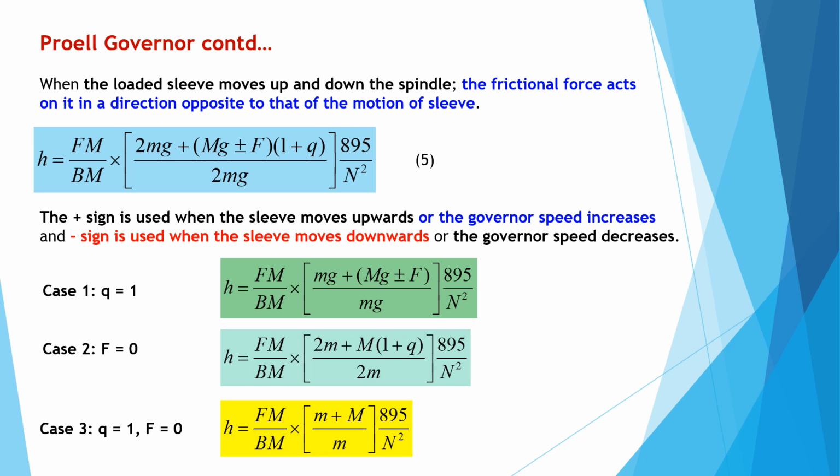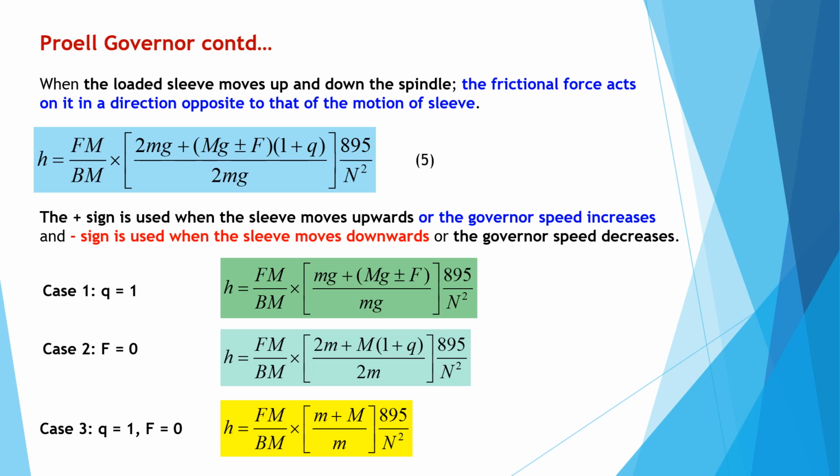When the loaded sleeve moves up and down the spindle, the friction force acts on it in the direction opposite to the motion of the sleeve. By considering the friction force, we get equation number 5, that is, the height of the governor h is equal to FM upon BM into twice the weight of the fly ball plus dead weight plus or minus friction force, into 1 plus q divided by twice the dead weight, multiplied by 895 upon N square.